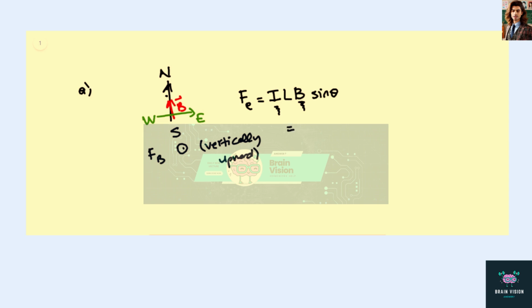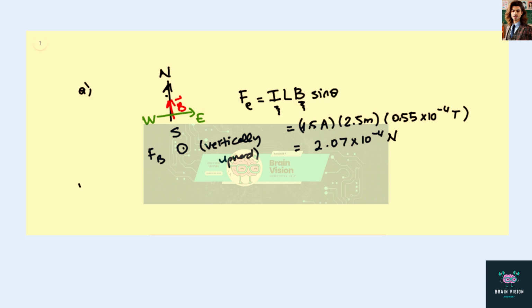So let's calculate the magnitude now. The current is given to us as 1.5 amps, and the length of the wire is 2.5 meters. The Earth's magnetic field is given in units of gauss, and we want to convert that to Teslas. So it's 0.55 times 10 to the power negative 4 Tesla. Then the force exerted by Earth turns out to be something very small, 2.07 times 10 to the power negative 4 newtons for this particular orientation.